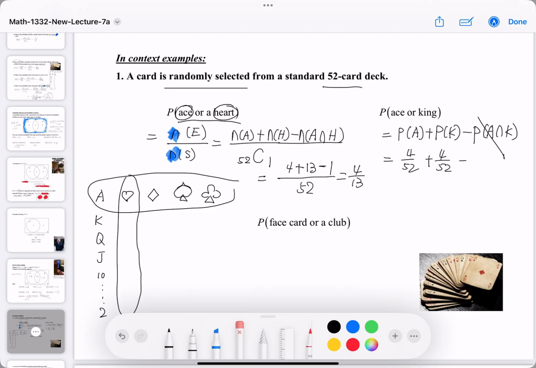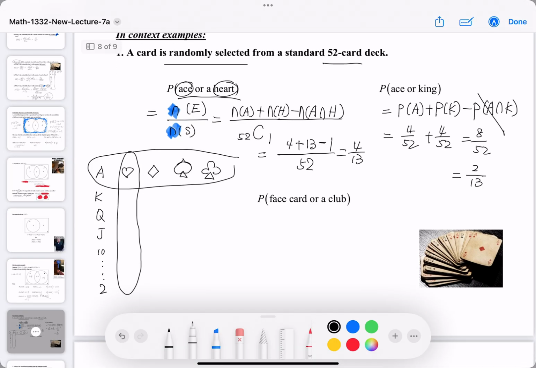I just erase this. All right, we can simplify this question: it is 8 over 52. And then simplify this, it is 2 over 13. How about the next example?